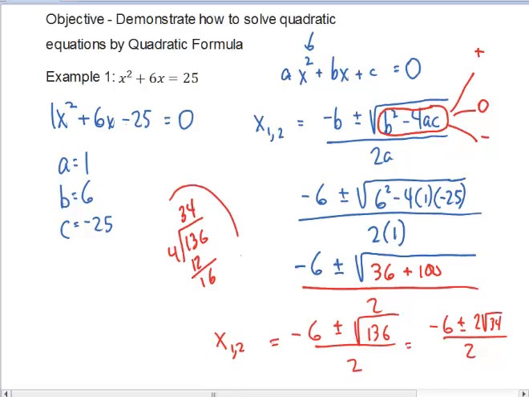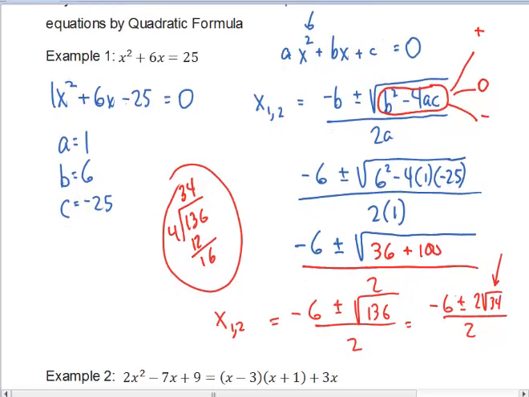Okay, so I found the simplification of the root of 136, which was 2 root 34, and now I'm just going to divide out the 2. So I'll have negative 3 plus or minus root 34, which matches what we found when we did this problem using completing the square.